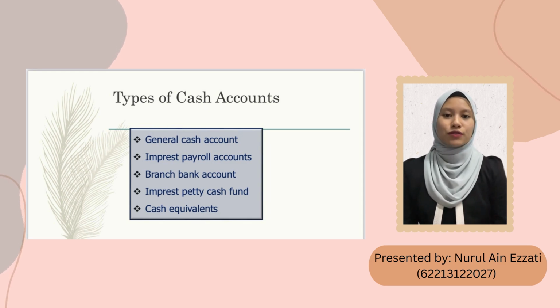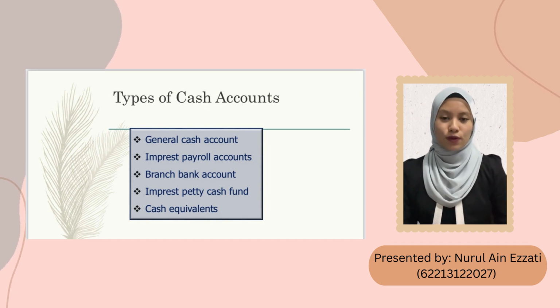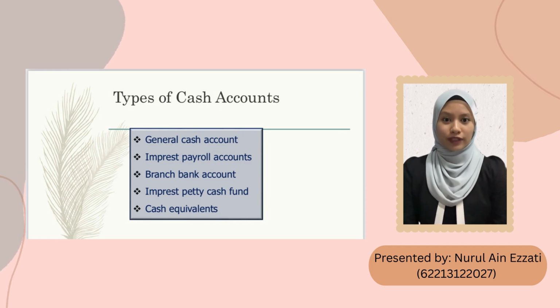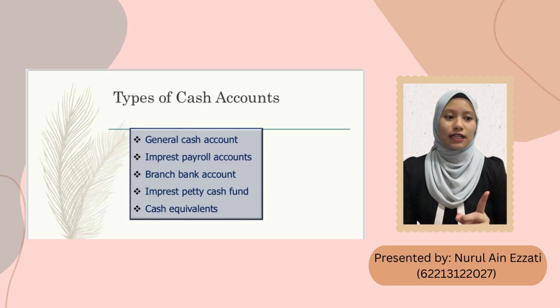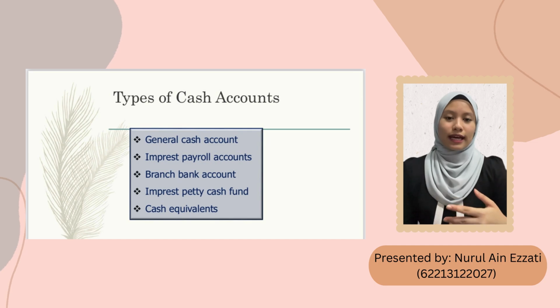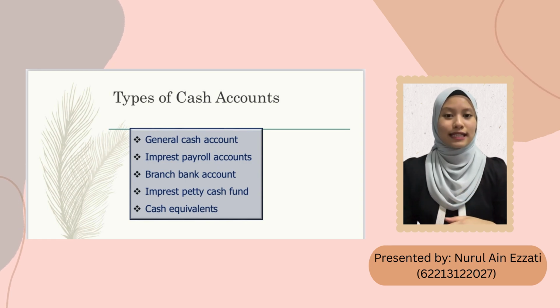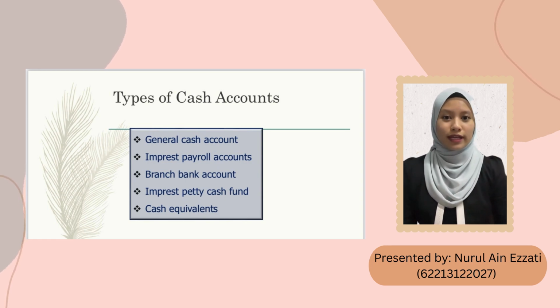This will help to improve internal control, simplify the bookkeeping, monitor the cash flow and prevent fraud or errors. Basically, we have five types of cash accounts. The first one is the general cash account, the second is the imprest payroll account, the third is the branch bank account, the fourth is the imprest petty cash fund, and the last one is cash equivalents. I will further explain these types of cash accounts in the next slide.